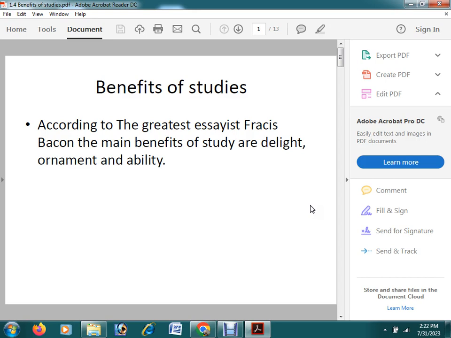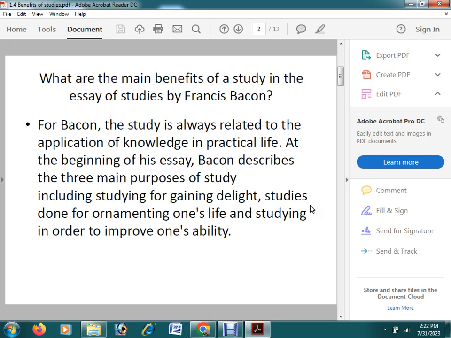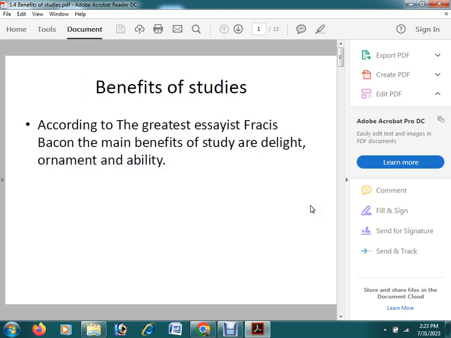In the first line, the essayist said that studies will have three benefits. What are the three benefits? Delight, ornament, and ability. First of all, if you study a thing, that will make you happy. And then ornament and ability. Ability of what? Ability for what you are supposed to do in your actual life.